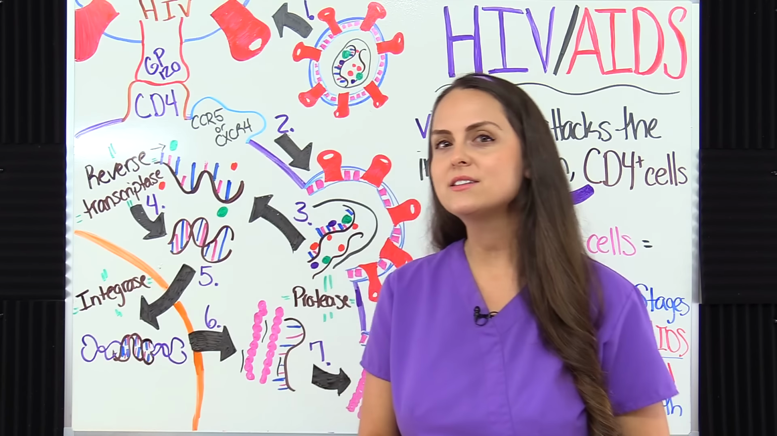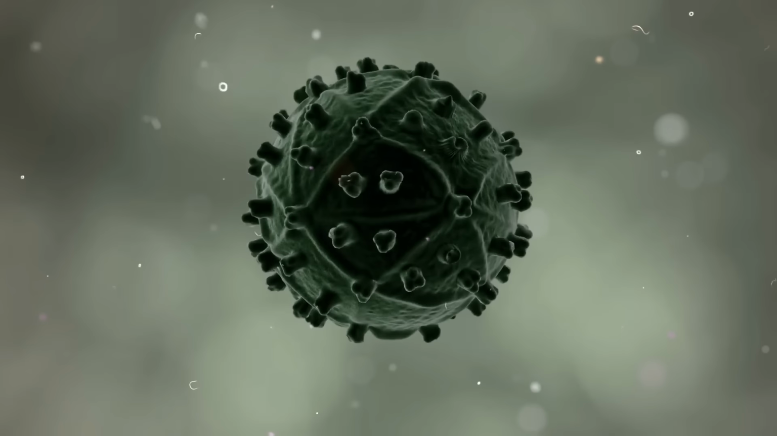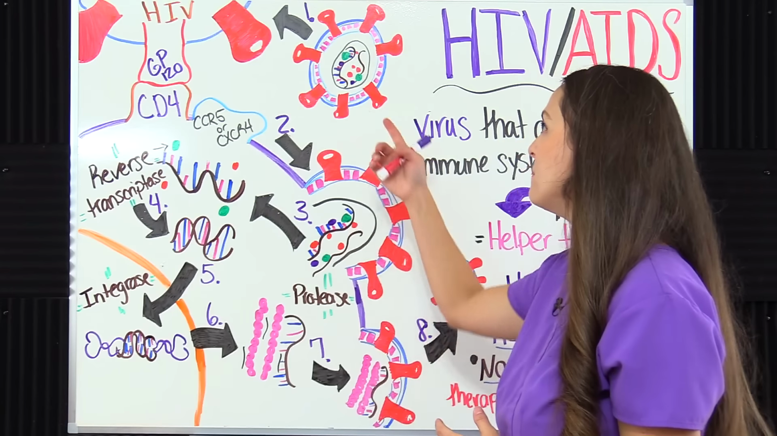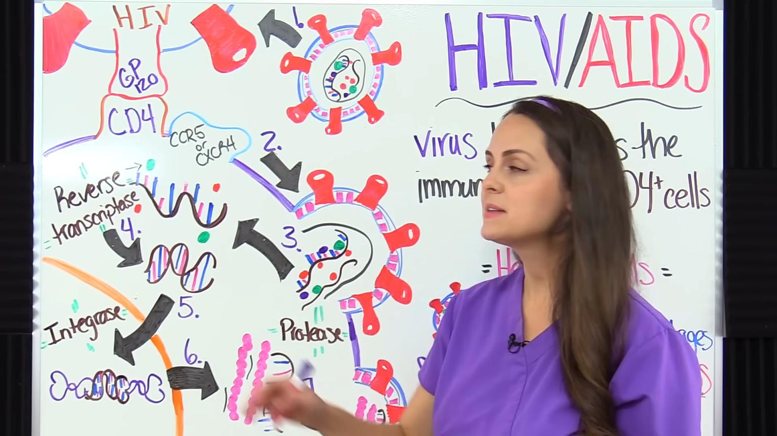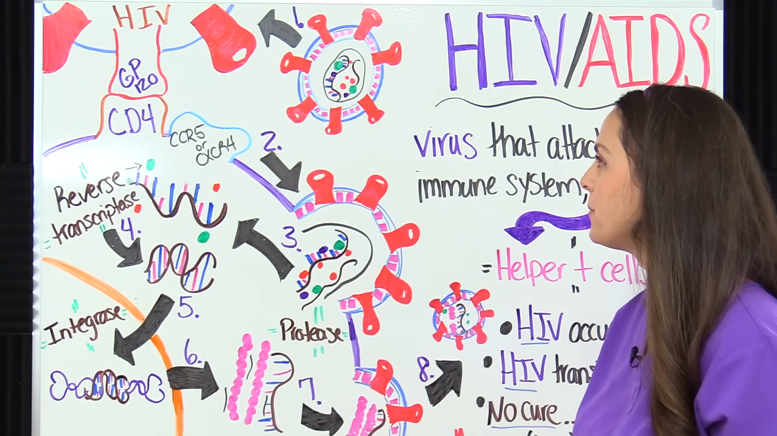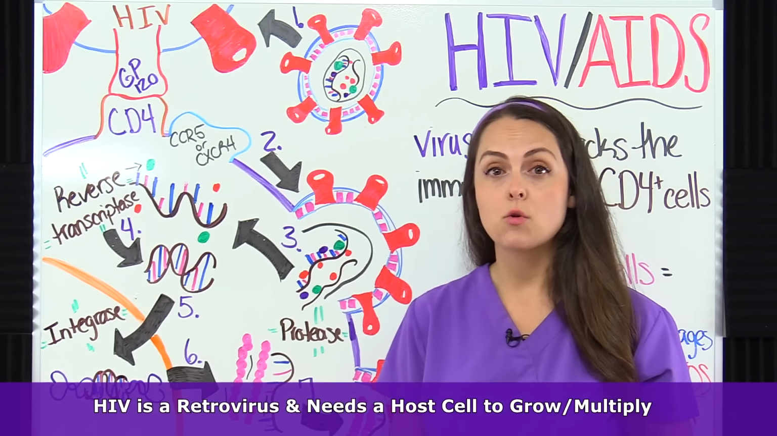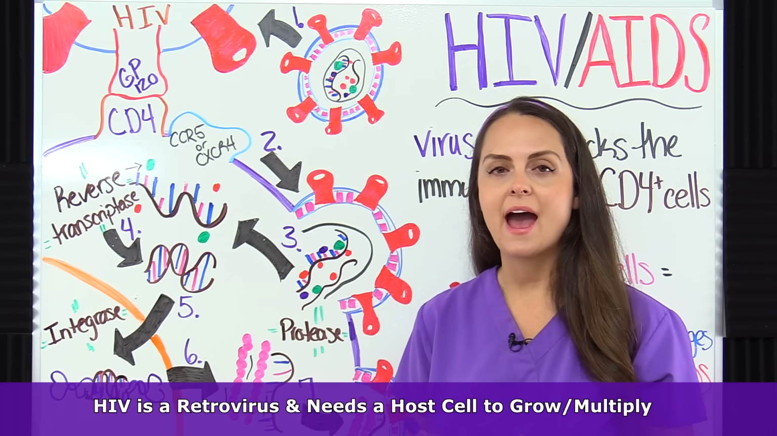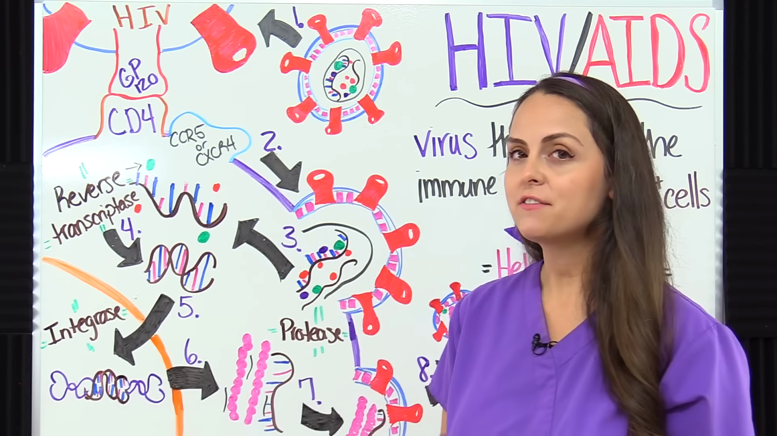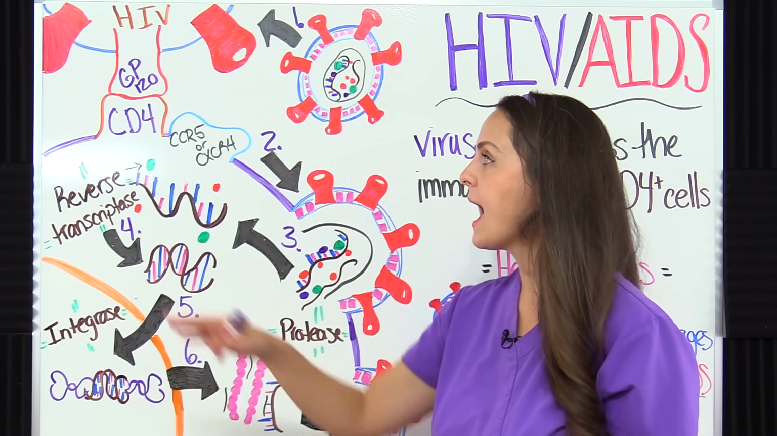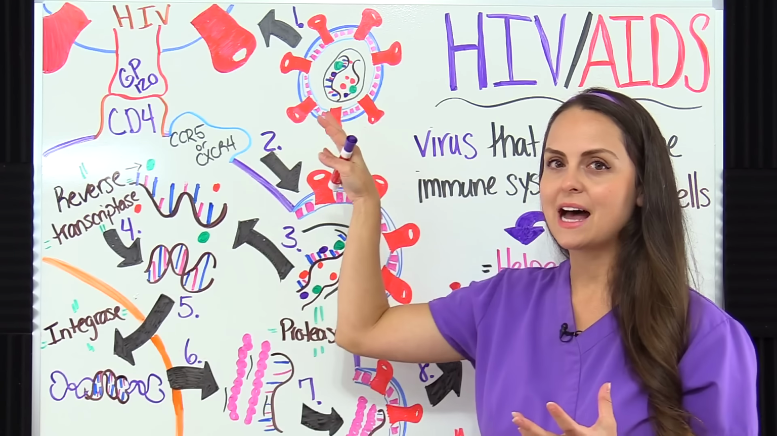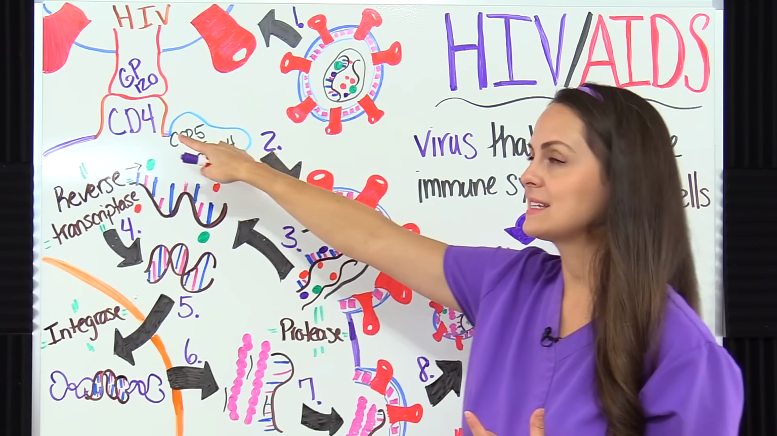But now let's look at the HIV virus itself and how it affects this helper T cell. Here I have a basic HIV virus, and beside it is a helper T cell. Now, the HIV virus is a retrovirus. It cannot grow or multiply without a host cell. And the HIV virus loves cells that have a CD4 receptor on their surface, because the way it's designed, it can easily access that receptor.